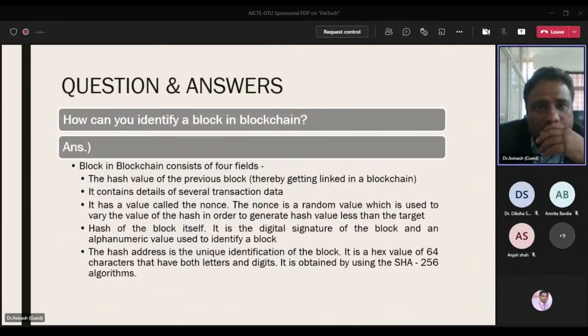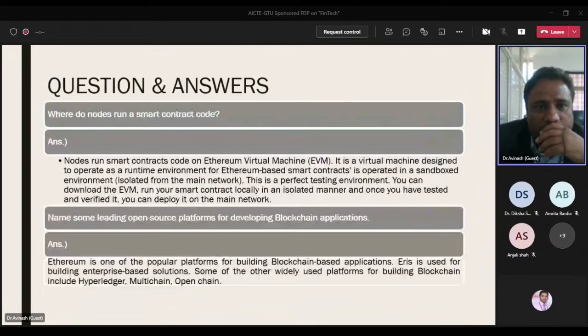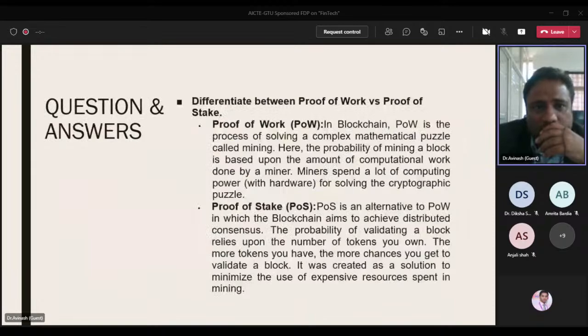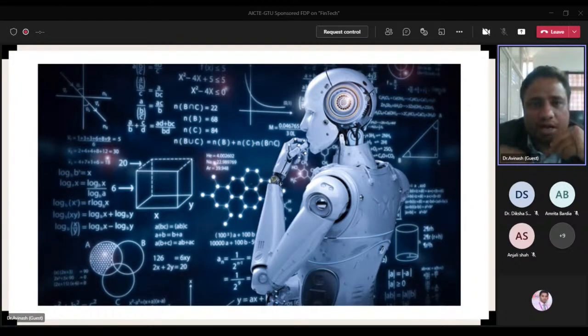So these are the parts of the slides. The time is limited, so I'm going to skip this particular part, which is the consensus mechanisms I was explaining to you, proof of work, proof of stake, all these things. And these are the applications in the financial sector. This is the last part of the slide presentation I'm going to put up: digital lending, wealth tech, and insurance technology. So digital lending means what?